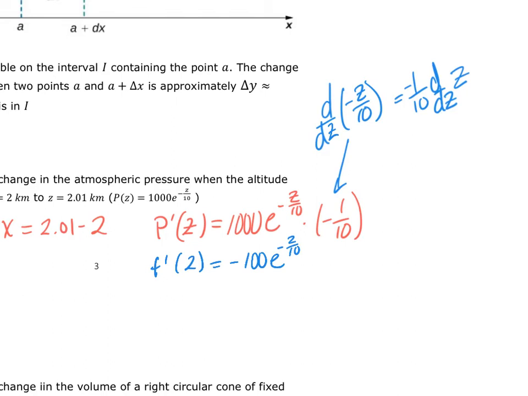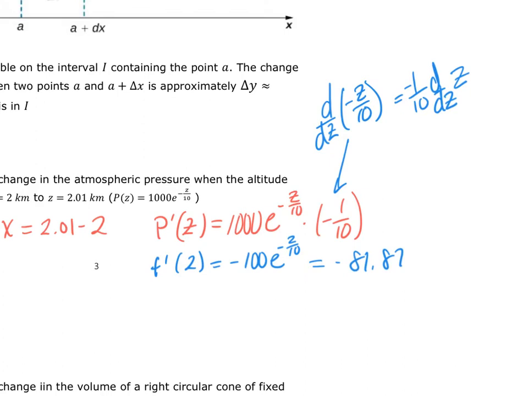And what do you all get in your calculators when you do that part of it? Give it to me in like 2 decimal places. Negative 100 e raised to the negative 2 over 10, or negative 1/5. Negative 81.87. Do you all agree? Negative 81.87.